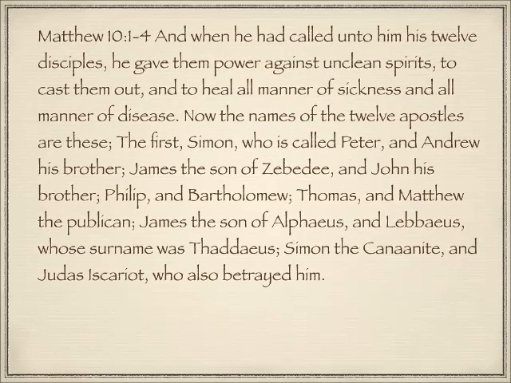And when he called upon him his 12 disciples, he gave them power against unclean spirits to cast them out, and to heal all manner of sicknesses and all manner of disease. Now the names of the 12 apostles are these: the first, Simon, who is called Peter, and Andrew his brother, James the son of Zebedee, and John his brother, Philip and Bartholomew, Thomas and Matthew the publican, James the son of Alphaeus, and Lebbaeus, whose surname was Thaddeus, Simon the Canaanite, and Judas Iscariot, who also betrayed him.